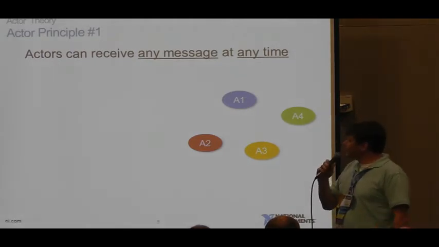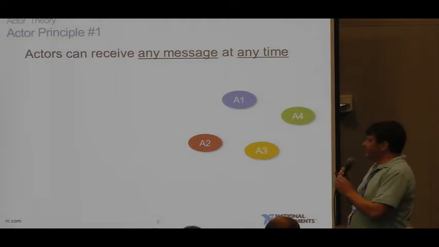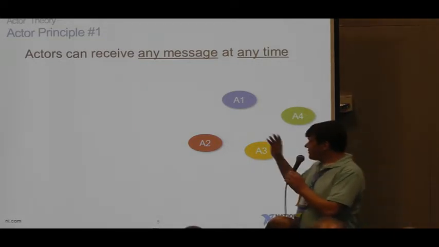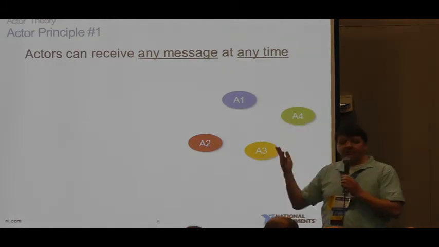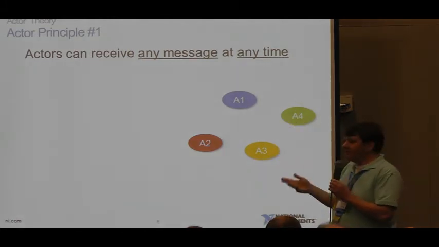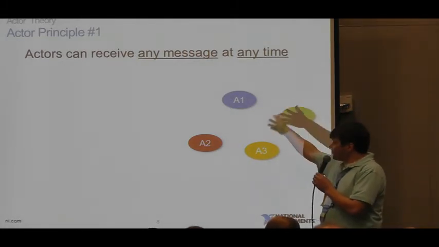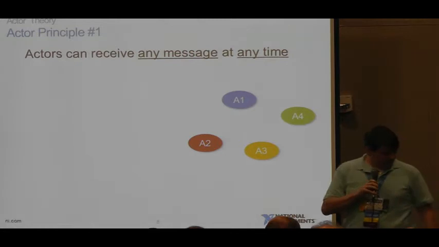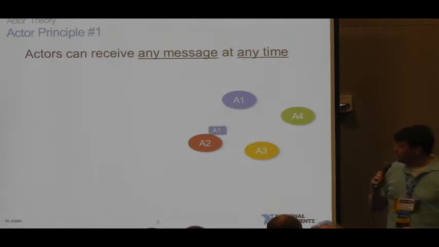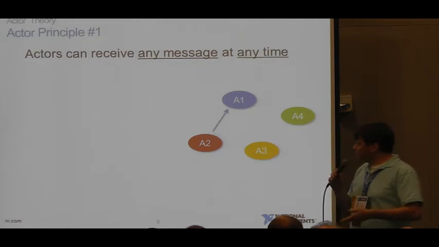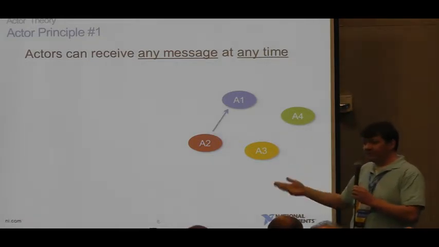Okay, principle number 1. Actors can receive any message at any time. Let's suppose we have a few actors here, a system of actors, and they're all just kind of doing their own thing, which isn't very interesting. Actors get interesting when they start interacting with each other. So actor 1 here says, I'd really like to receive some messages from actor 2. So he sends actor 2 his address, and actor 2 can start sending actor 1 messages, and they get along fabulous.